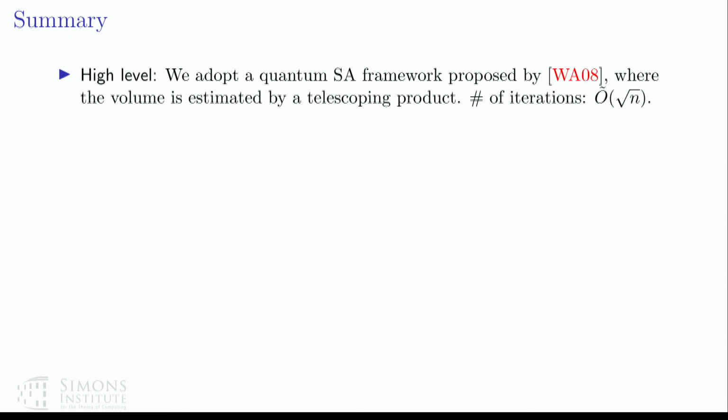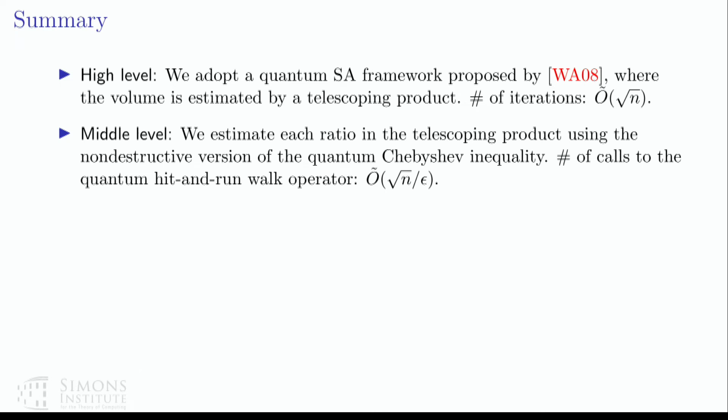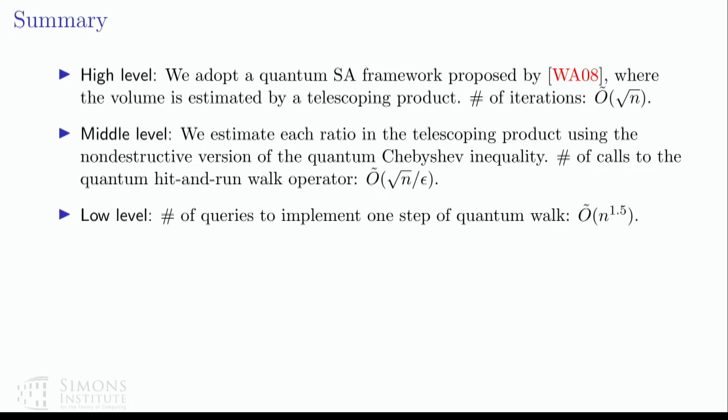So let's make a summary of the quantum algorithm here. At the high level, we adapt the quantum simulated annealing framework, and the total number of iterations is square root of n. At the middle level, we replace the classical sampling procedure by a quantum Chebyshev inequality, and the total number of calls to the quantum hit and run walk operator is square root of n over epsilon. And at the low level, the number of queries to implement each step of the quantum walk operator is n to the 1.5.